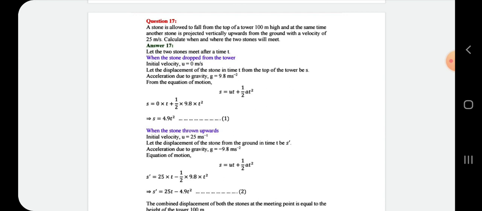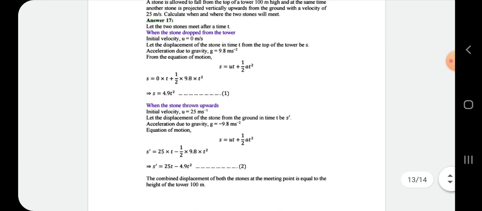Now let the two stones meet after time t. When the stone drops from the tower, the initial velocity u is 0 meter per second. Let the displacement of the stone in that time t from the top of the tower be s. Acceleration due to gravity g is equal to 9.8 meter per second square. From the equation of motion, s is equal to ut plus 1 half at square. So I'll substitute all the values. s is equal to 4.9 t square, that is my equation number 1.